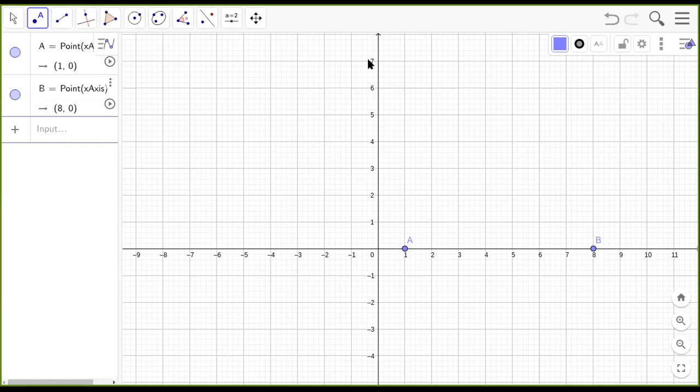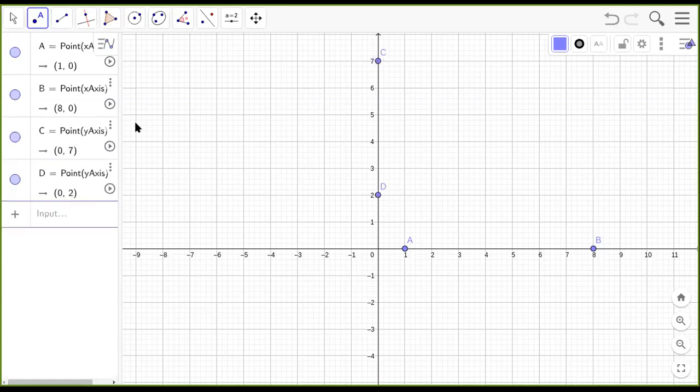Now similarly, if I take some point, say, here on the y-axis, and another point is also on the y-axis only. All right, now you can see the coordinates of C is 0, 7.